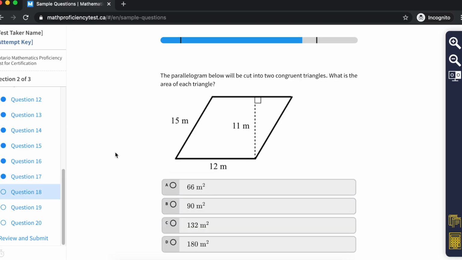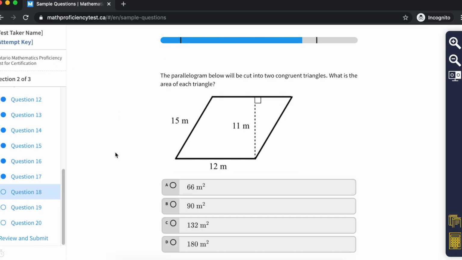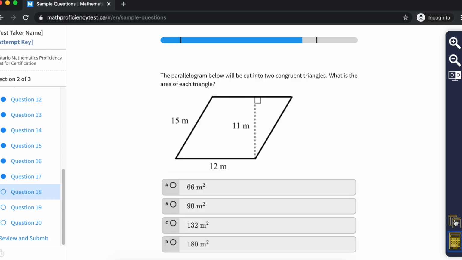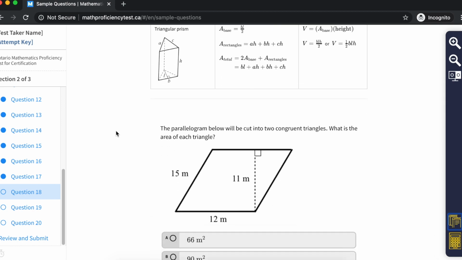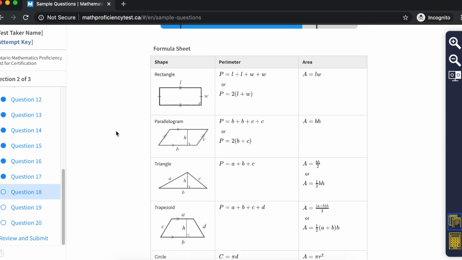Question 18. The parallelogram below will be cut into 2 congruent triangles. What is the area of each triangle? Okay, so again we can use a diagram for this one. Now, if you didn't notice this before, there is a calculator on the app. There's also these books which will give you all different formulas that you may need. So the one that we want to know here is the area.